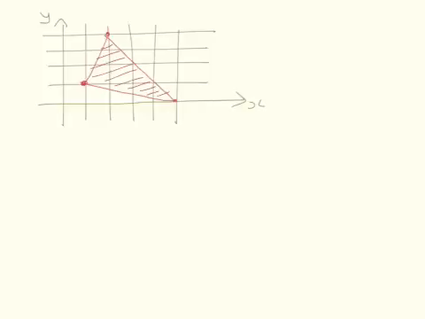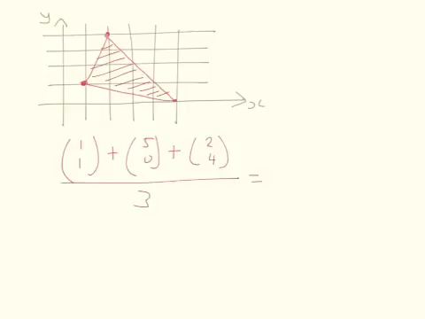So all we do for this is to find the coordinates of the corners of the triangle. So this point is at 1, 1. This is at 5, 0. And this point is at 2, 4. Add them up and then divide that by 3. So that becomes 8/3, 5/3. So the centre of mass of this lamina is at 8/3, 2 and 2/3, that's about there. 5/3, 1 and 2/3, that's about there. So the centre of mass is at that point.